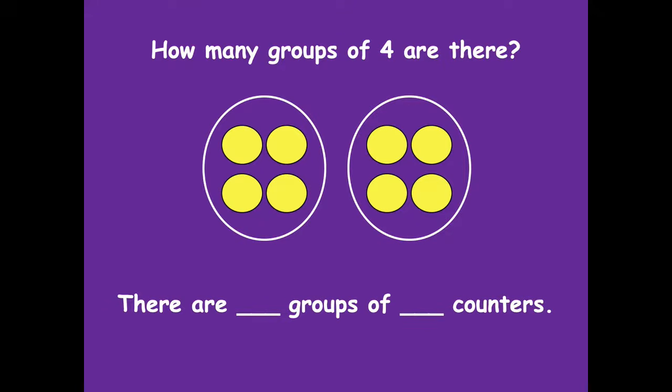So let's fill this in. There are how many groups? 2. And how many counters are in each? 4. So go ahead and read our statement about our groups. So there are, go ahead and read that to yourself. So there are 2 groups of 4 counters.